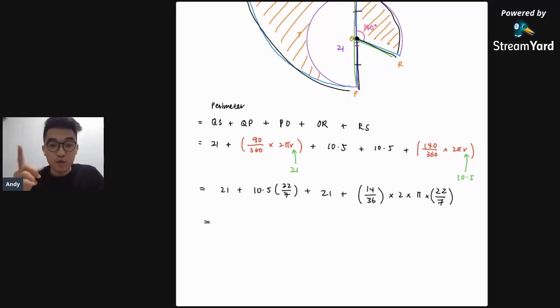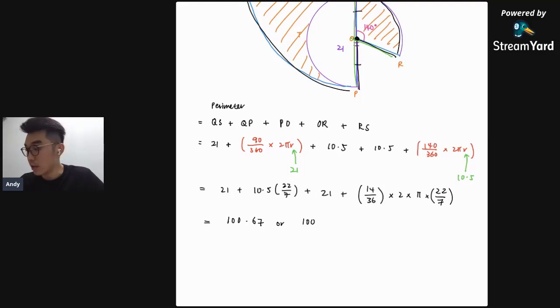For those of you who want to verify the answer together with me, you can. So you have 100 and 0.666, so 67. Or you can write it as 102/3. So that would be the perimeter. Okay, that would be the perimeter.